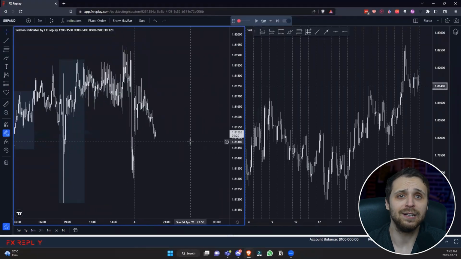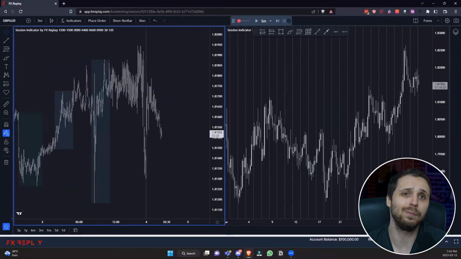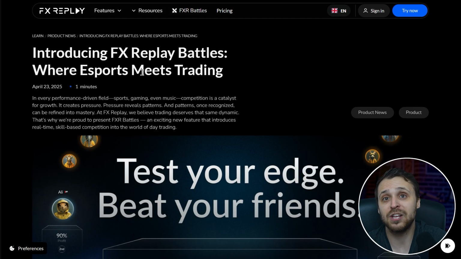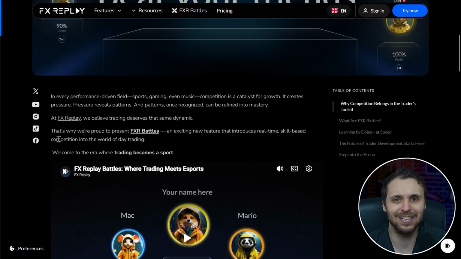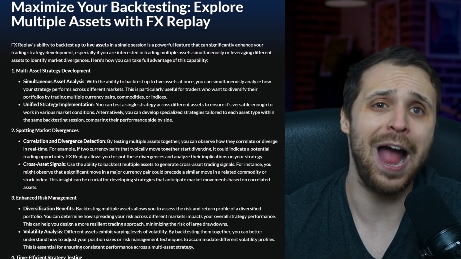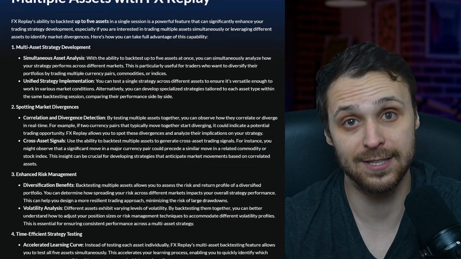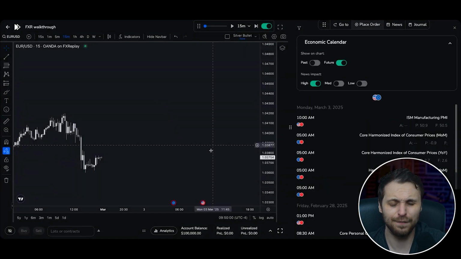Now, FX Replay. Its core value is the interactive TradingView powered replay, so you can scrub through history and place simulated trades easily. And that's its main appeal. Their FX Replay Battles feature is pretty unique, and that lets you challenge others in backtesting duels on historical data. It's pretty engaging, kind of like a game. They also let you backtest multiple assets in one session, which is great for correlation analysis. But again, this is about interactive practice and visual learning.